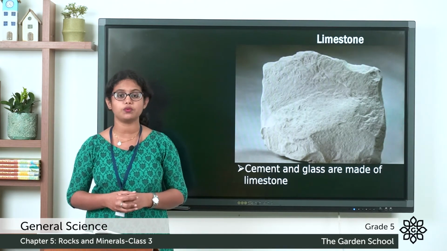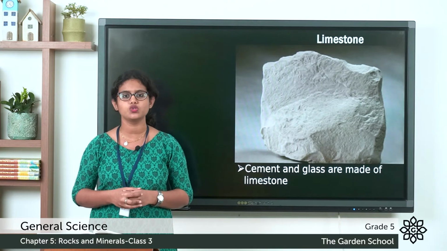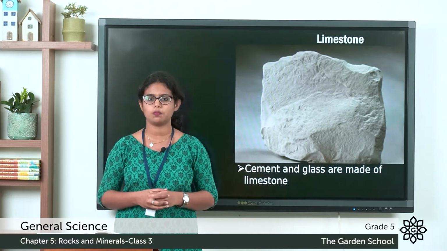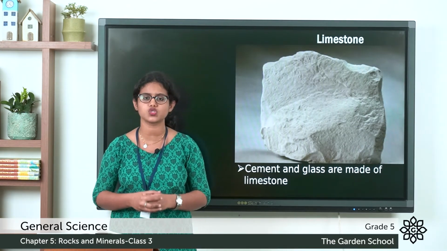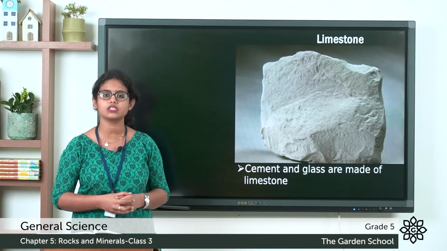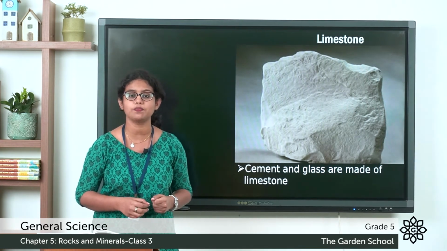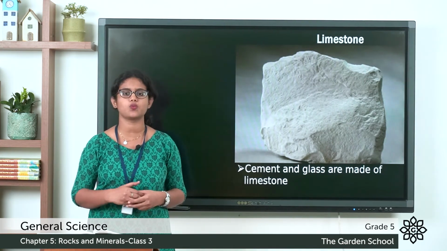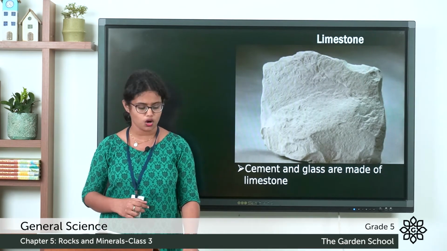What about the chalk that we use? So we know that we use chalk to write on the blackboard. Even this chalk that we use to write on the blackboard is also a type of limestone. So this is one type of sedimentary rock.